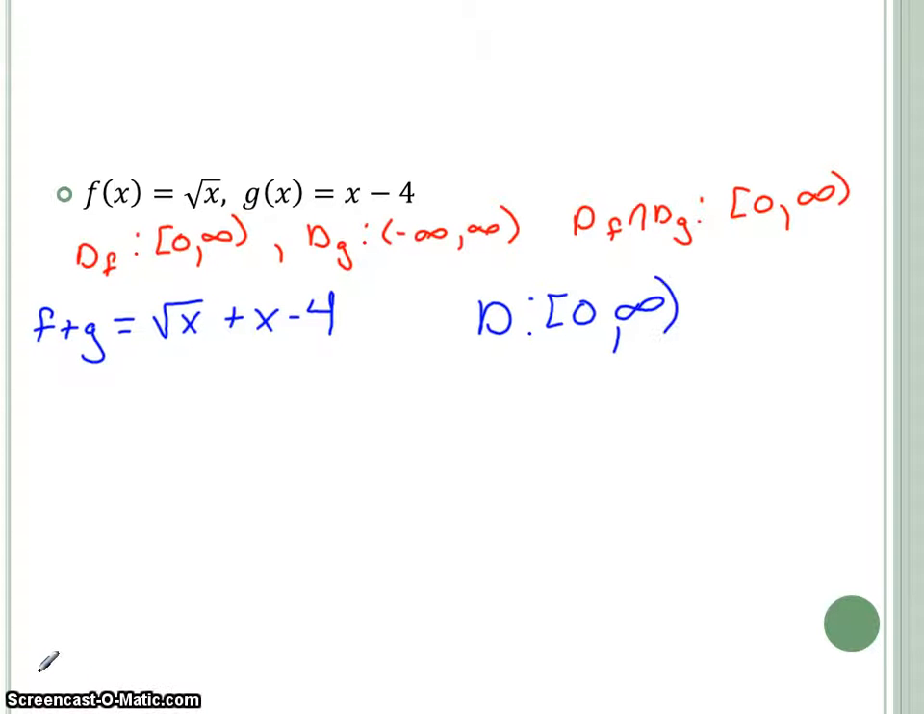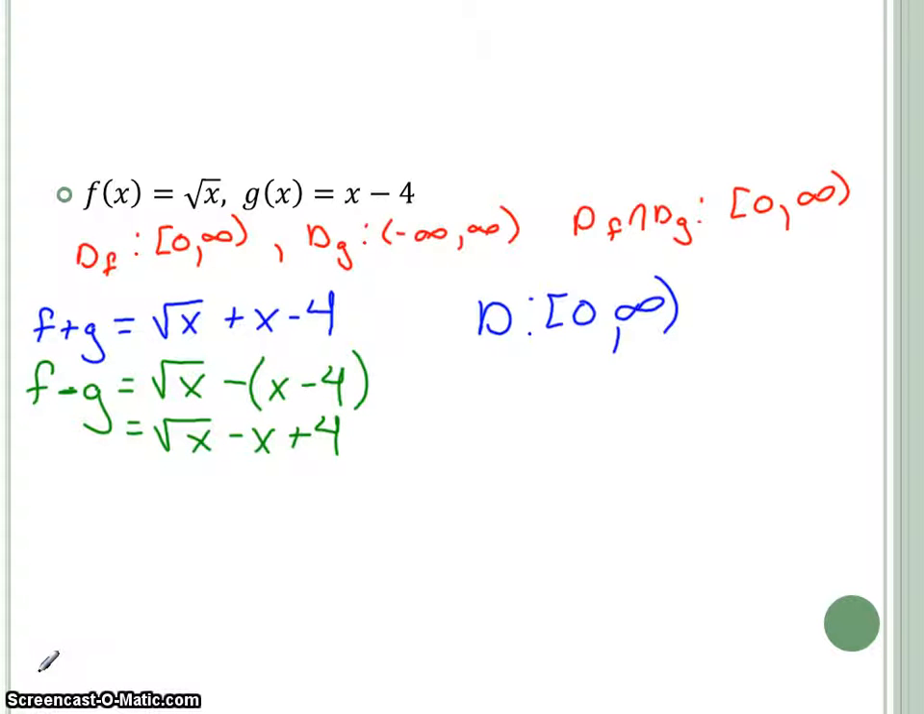All right, so then we want their difference. We're looking for f minus g. So we take square root of x and subtract again. Make sure you use some parentheses here. Subtract our whole second function. So we'll get square root of x minus (x plus 4). What can we do to simplify that? Nothing. What's the domain? 0 to infinity.